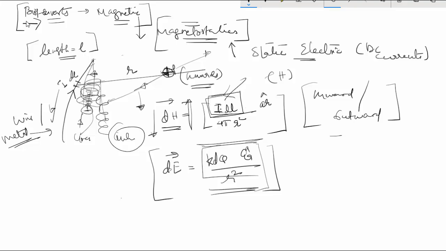And to find out the magnetic field intensity due to the whole of the conductor, you will have to take the line integral, and when you are doing that, you will have to do the integration of I dl divided by 4 pi r square into a_R. So this is what is known as the Biot-Savart law.